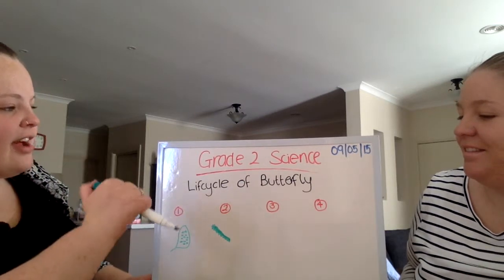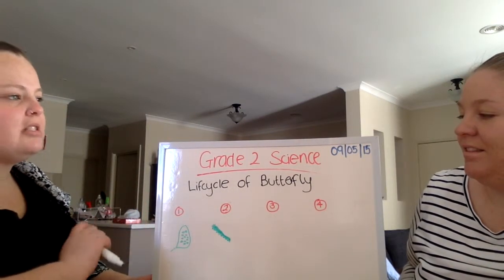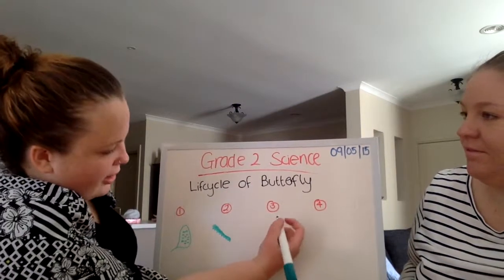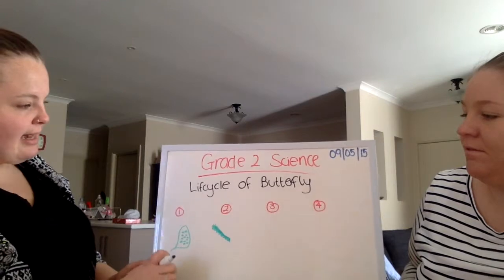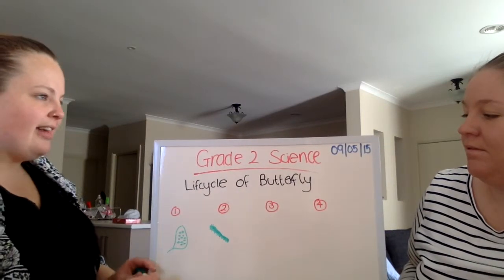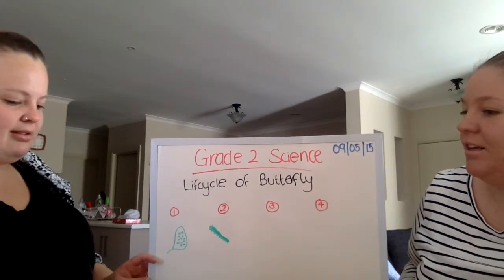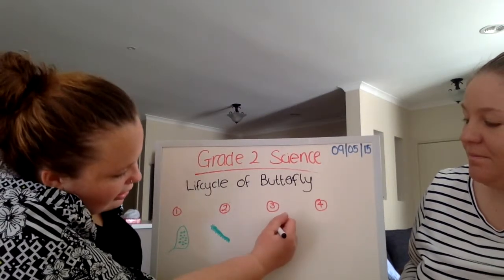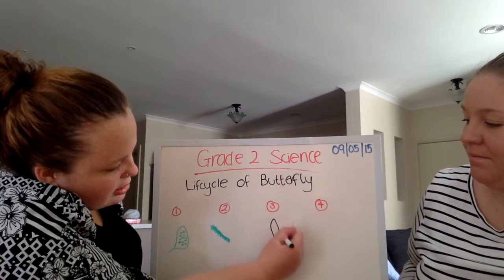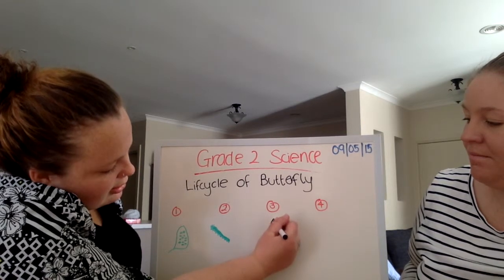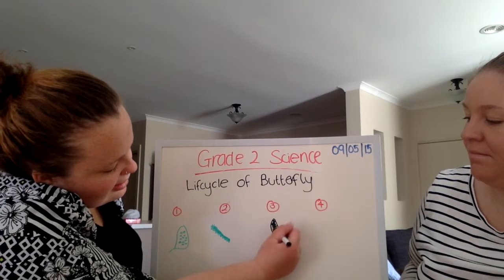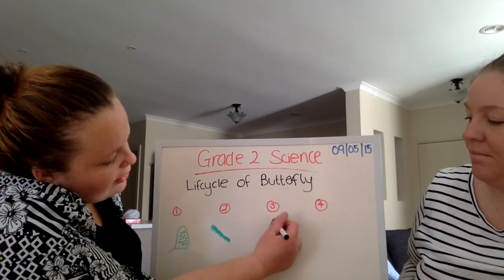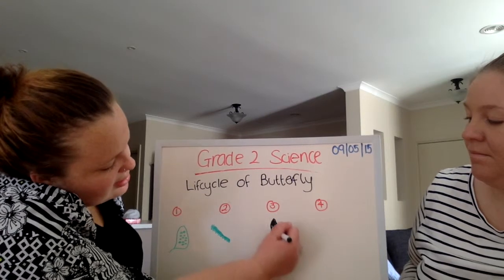Now, the third stage of the life cycle of a butterfly. Who remembers what that stage is? The cocoon. Perfect. Okay, so there is another name for a cocoon. Do you know what that is, Marie? The chrysalis. Oh, perfect. Okay. So, it just looks something like that. You guys are doing really well at remembering all of the stages.